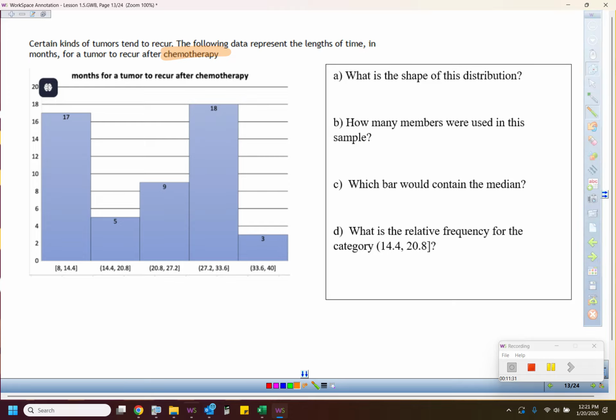What is the shape of this guy? Talk about that with your group. Is it fairly symmetric, skewed right, skewed left, bimodal, or uniform? Those are our choices, right? What do you think? I think bimodal, even though it's not exactly the same height. You'd think that they have to be like 18 and 18, but it's way more bimodal than it is fairly symmetric or skewed right or skewed left. So it's good. We're getting better at that, right?